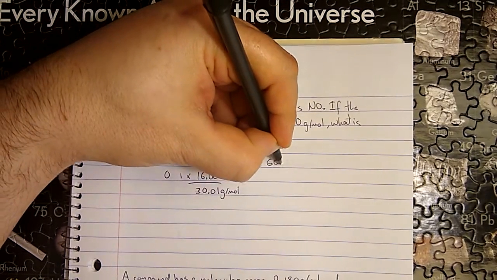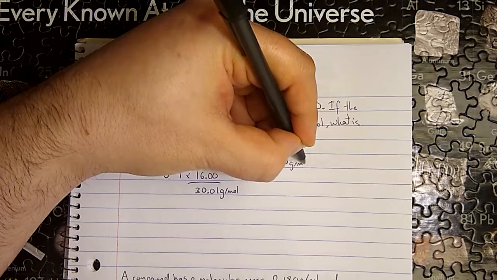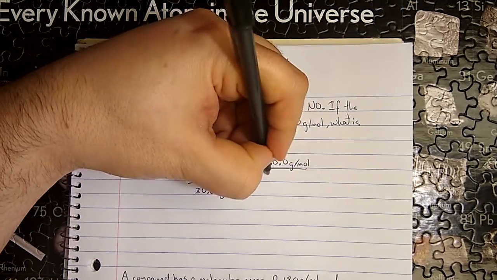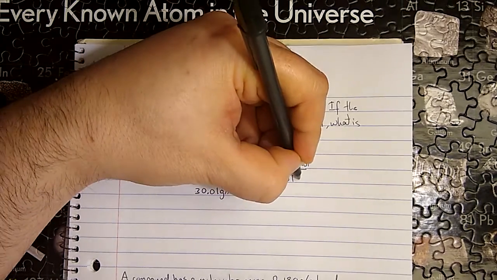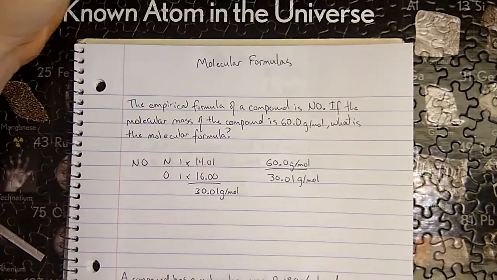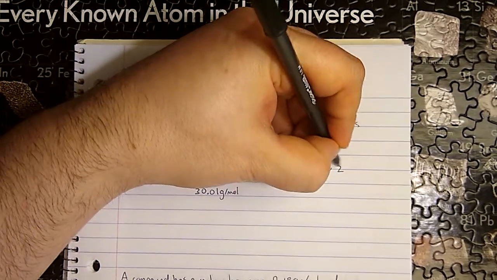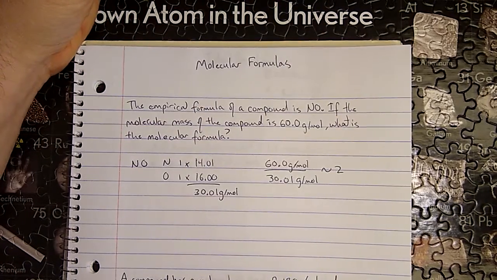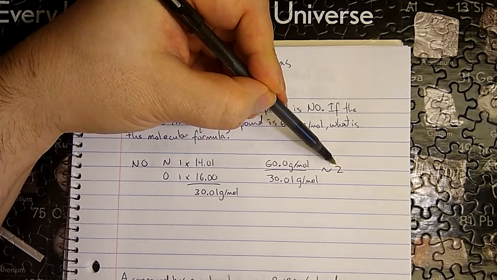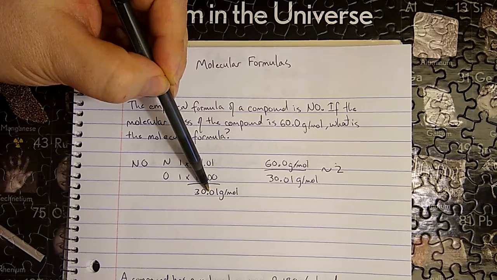So how many times bigger is the real mass, the molecular mass, than the empirical mass? I would divide both of them to figure out my ratio. 60 divided by 30 is about 2. It's pretty close to 2. If you don't end up getting a whole number here, you did it wrong. Go back and double check your mass.